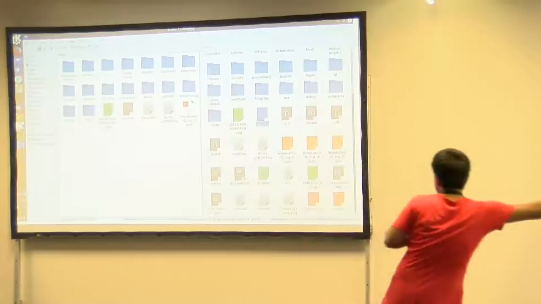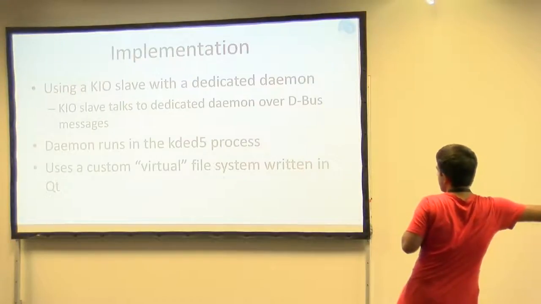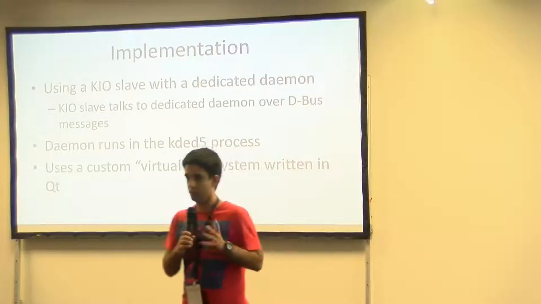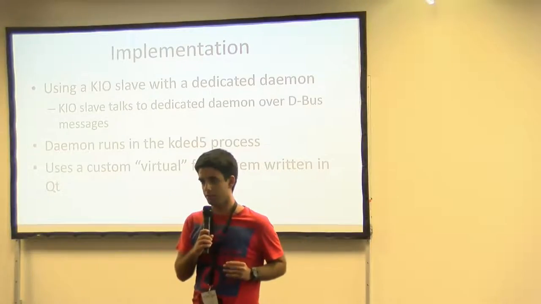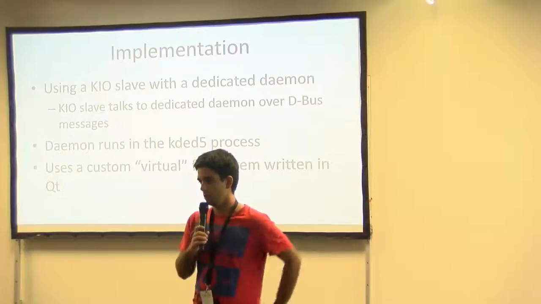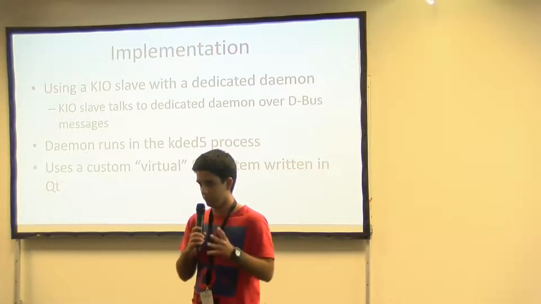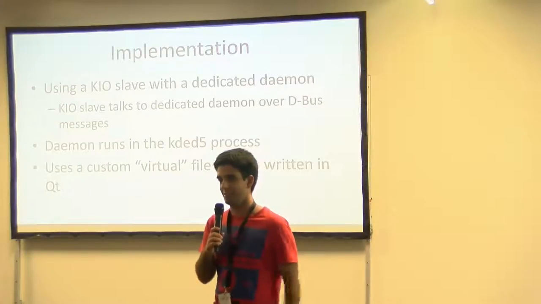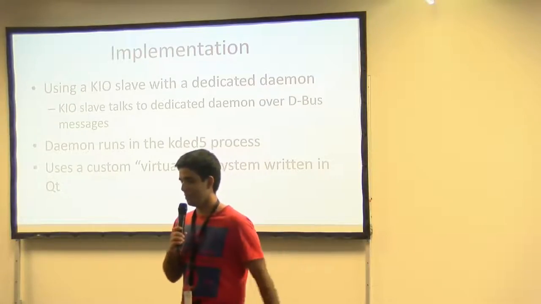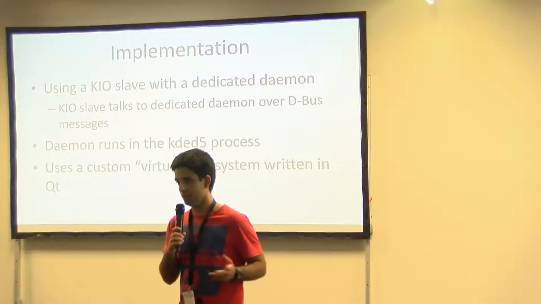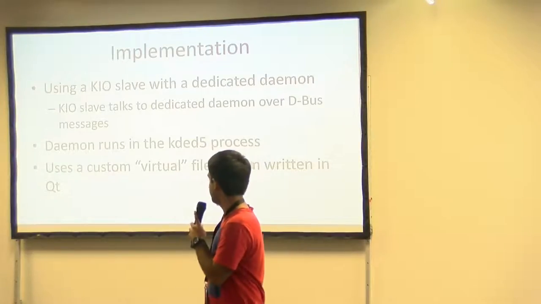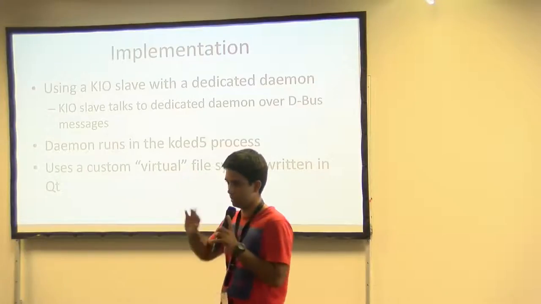There are some slides on the implementation. This is a KIO slave, like you might have used in other things. For example, there's a tags KIO slave, which Vishesh Handa has made. And we have KIO slaves for other things as well, like FTP, Fish, and HTTP, which you might have used. So this is a KIO slave, which means it's compatible with any KIO application.